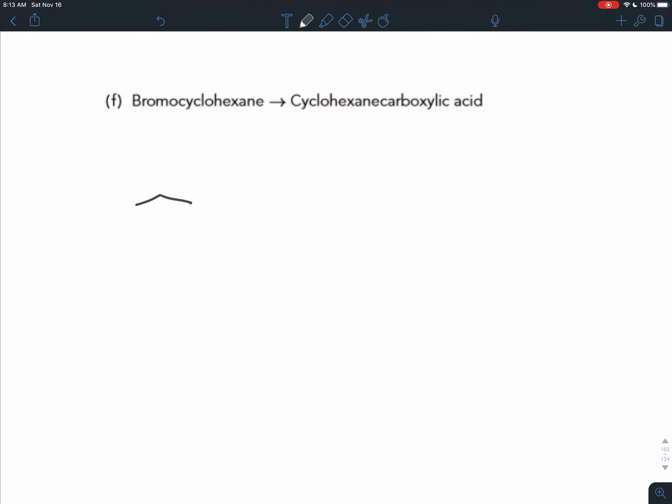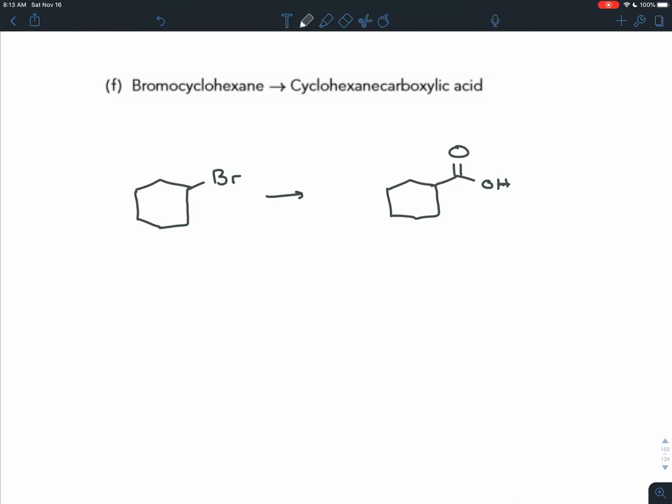Okay, next, bromocyclohexane. So we have not benzene, but just cyclohexane and a bromine on it. And we want to turn that into cyclohexane carboxylic acid, sort of the non-aromatic version of benzoic acid. Well, this is really similar to something we've seen before. We have here a bromine, so that's a good leaving group, and we have here an extra carbon. So we need to form a new carbon onto that molecule.